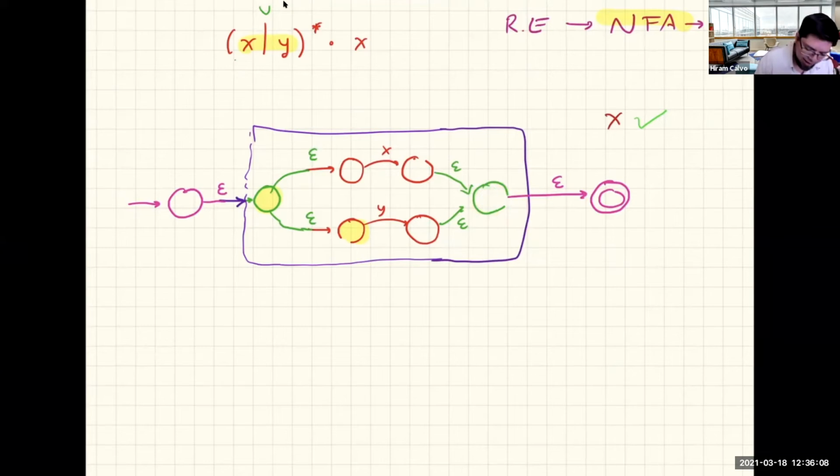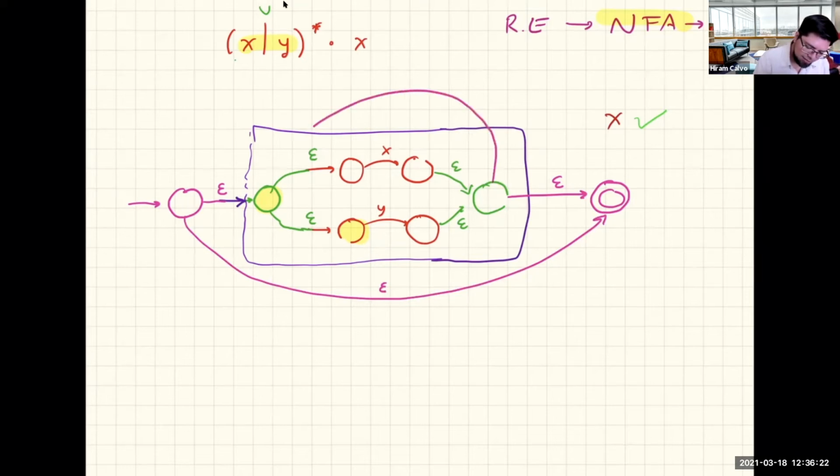Then I need to add another arc which goes below, which connects the newly created initial state to the newly created final state. And also I will add an arc that connects the previous accept state with the previous initial state, also with an epsilon. So this must look like a UFO. If it does not look like a UFO, then it's wrong.